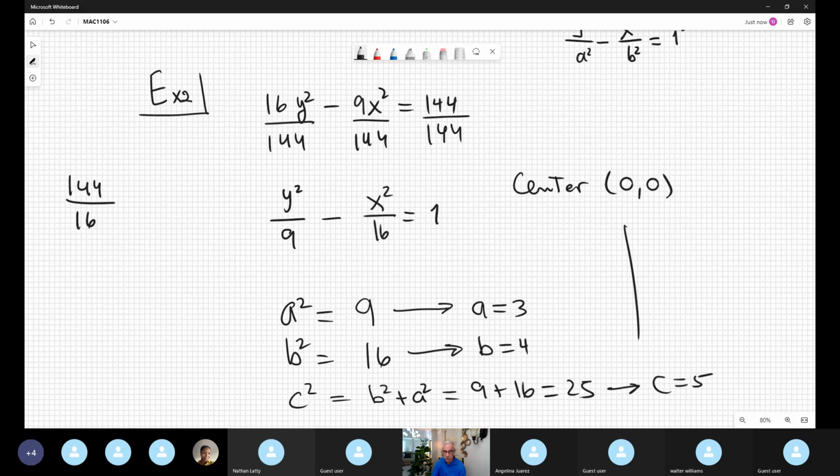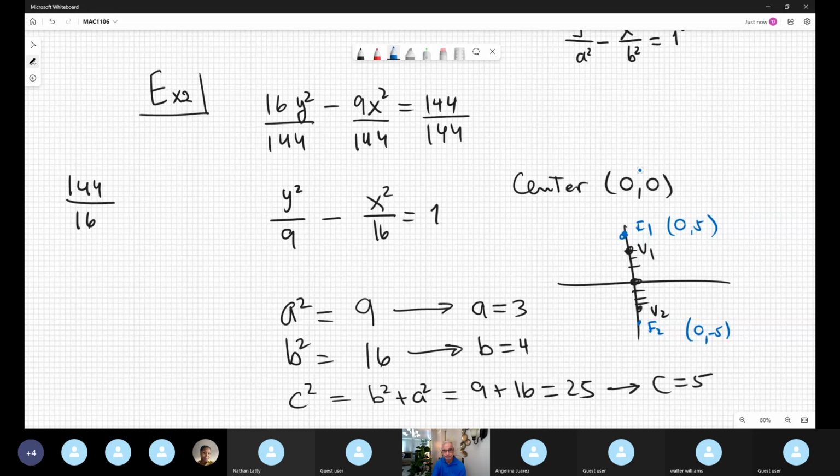So basically, let me try to do this quickly. This is the center. This is the vertex, located on the y-axis because it's vertical. So it's 3: 1, 2, 3. This is one vertex, and this is another vertex. Vertex 1 and vertex 2 would be (0,3) and (0,-3). And the foci I always draw in blue color. Focus 1 and focus 2 are at positive 5 and negative 5, but on the y-axis. So the points are (0,5) and (0,-5), no?